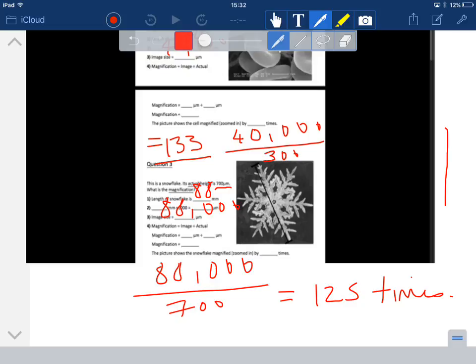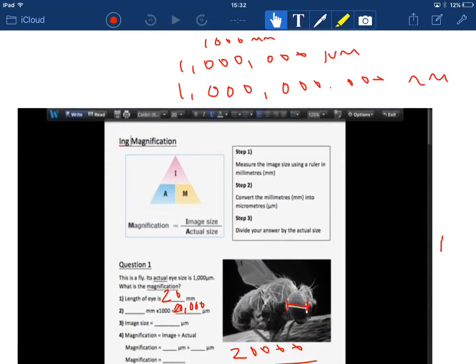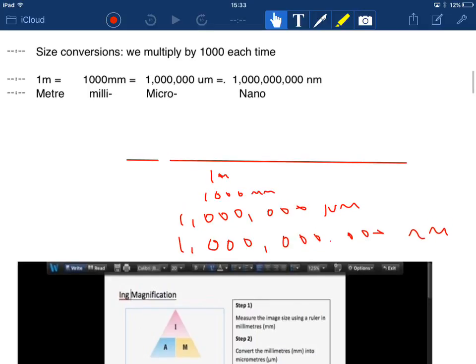So that is the way that we do these. They're very straightforward, but you've got to make sure that you bear in mind the triangle, know which is which, and then remember to convert millimeters into micrometers. The last thing I'll say is if we had a huge blown up picture of, say, it could be any of the ones that we've seen.